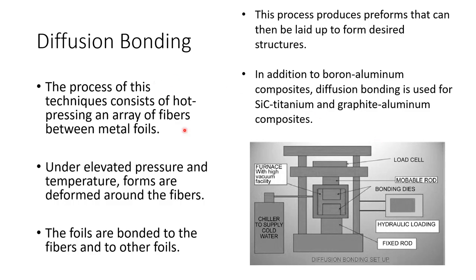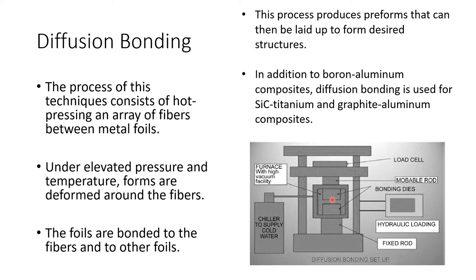All right, diffusion bonding. The process of this technique consists of hot pressing an array of fibers between metal foils. Under elevated pressure, really high pressure, and high temperature, the foils deform around the fibers. So we are making the fibers ready for shaping. The foils are bonded to the fibers and to other foils. This process produces preforms, and the preforms can then be laid up to form the desired structure. In addition to boron aluminum composites, diffusion bonding is used for silicon carbide titanium and graphite aluminum composites as well.